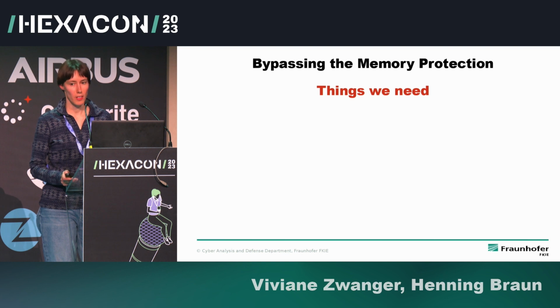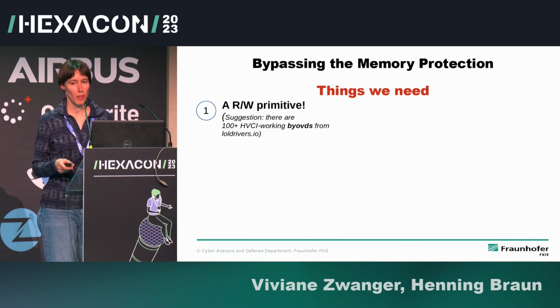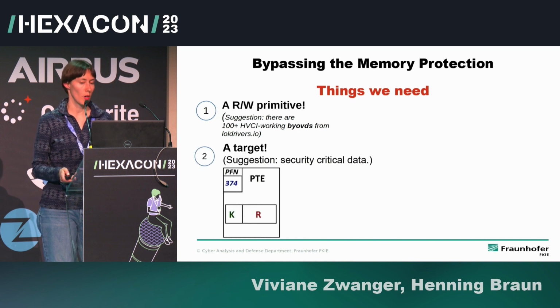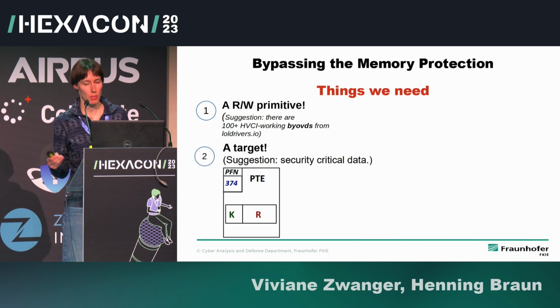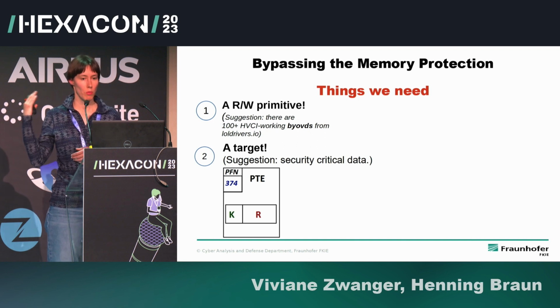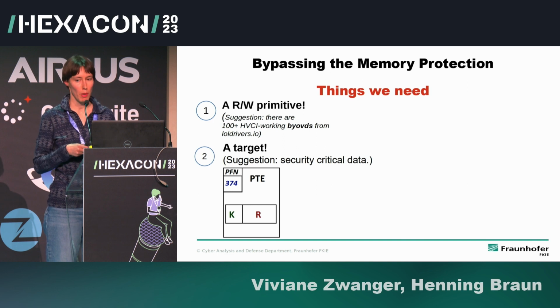So let's really start. Things we need is, as already mentioned, your read-write primitive. As a suggestion, there are LOL drivers, or take it from some other place. You have a read-write primitive, and you also obviously need a target. Let's say that we have a security critical data page. It's a kernel page, and it's the worst one. It's read-only. And of course, we want to change the data on this read-only page. And yet we can't because memory integrity is turned on, and Big Brother is watching over our shoulder for every memory access.